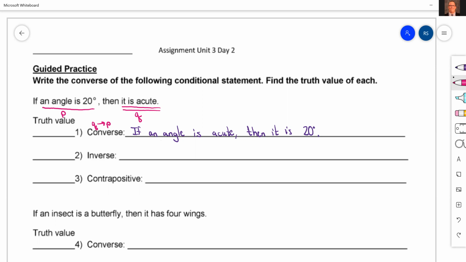For inverse, that's the one with the nots. Same order, but with nots. So if not P, then not Q. If an angle is not 20 degrees, then it is not acute.